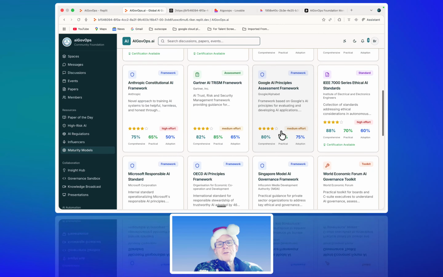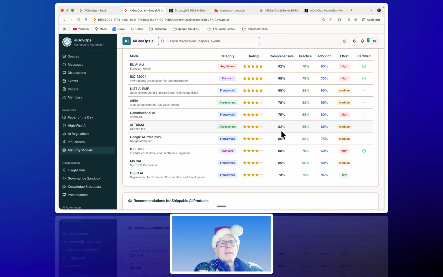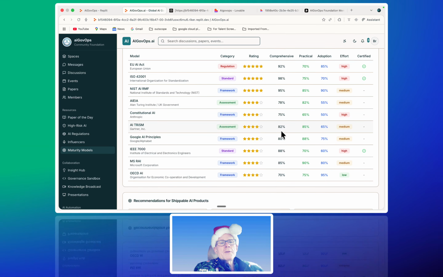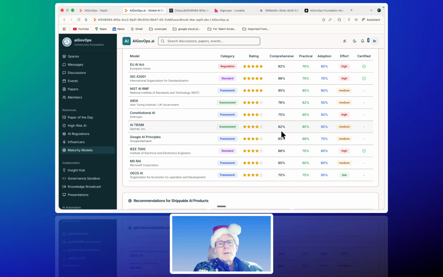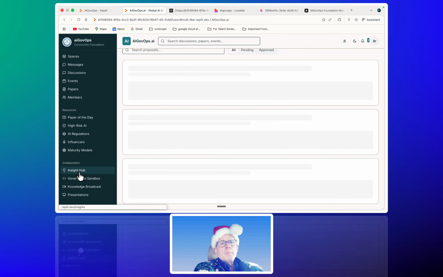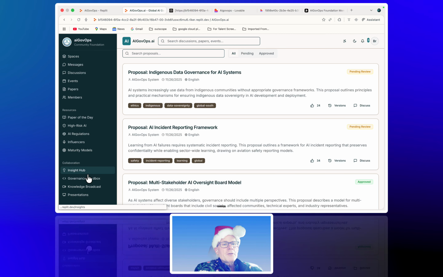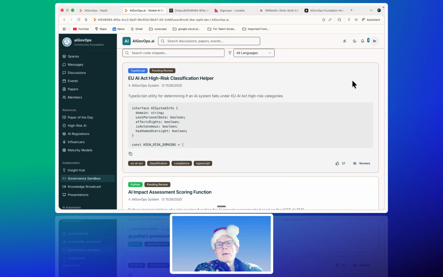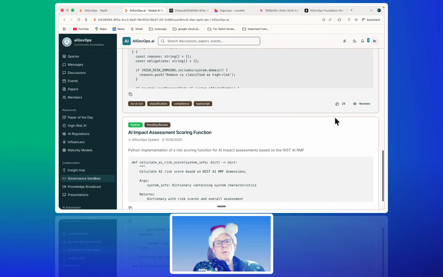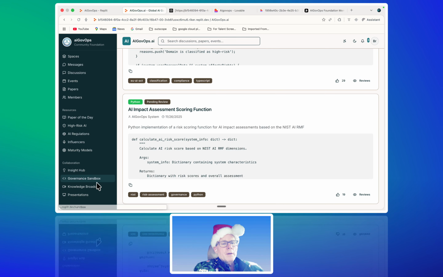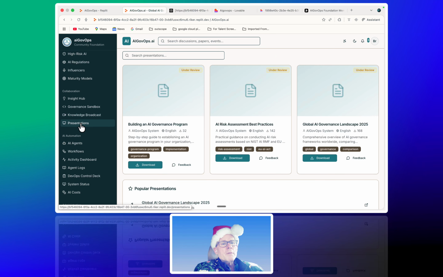Maturity models. I hate maturity models and I love maturity models, because it can be sort of an intelligence test, particularly when you start looking at all the different ways to think about governance and safety and non-toxicity and all of those things. Insight Hub, this again might actually be replicative of spaces or messages. The governance sandbox, this is a classifier. These are snippets of code that we plan to share to help you do scoring and classifying of things that we'd expect to see. Knowledge broadcasts, where we put the podcasts and other videos, the presentations.